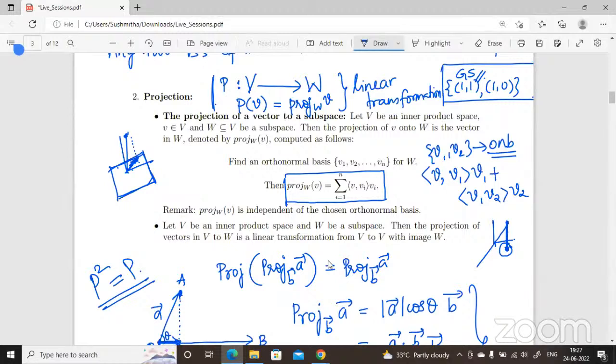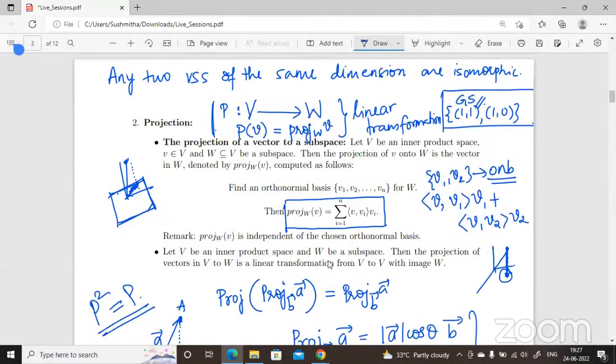Now my question is, what is the range of this linear transformation? What do you mean by range? The set of all outputs. Not one output, the set of all possible output values in W. So what is the range?